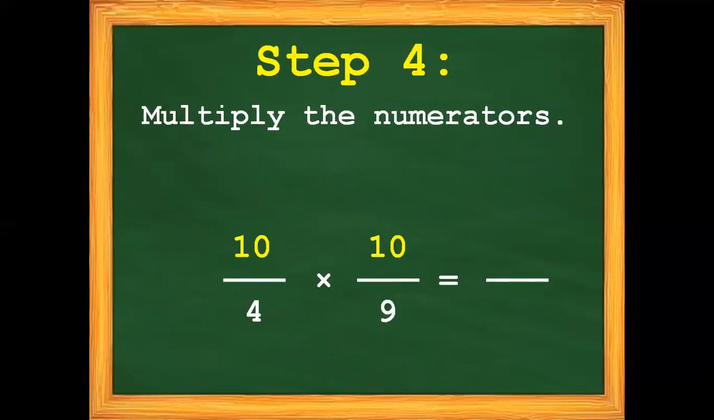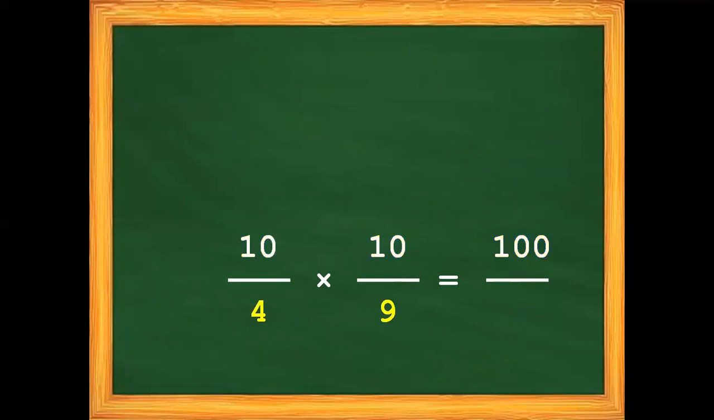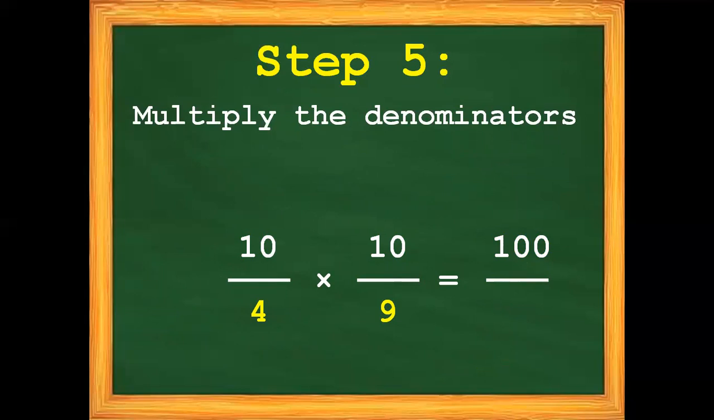Step number 4. Multiply the numerators. The numerators are 10 and 10. So 10 times 10 will give us 100. Step number 5. Multiply the denominators. The denominators are 4 and 9. So 4 times 9, the answer is 36.